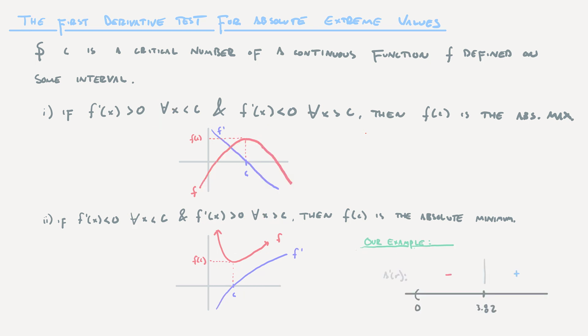But anyway, here's our example. It actually falls into the criteria for the first derivative test for absolute extrema, because for everything in the domain, which is from 0 to infinity, that's an arrow, it's negative before the critical point and positive for everything after the critical point. That's this situation. So therefore, by the first derivative test for absolute extrema values, it's the absolute minimum.